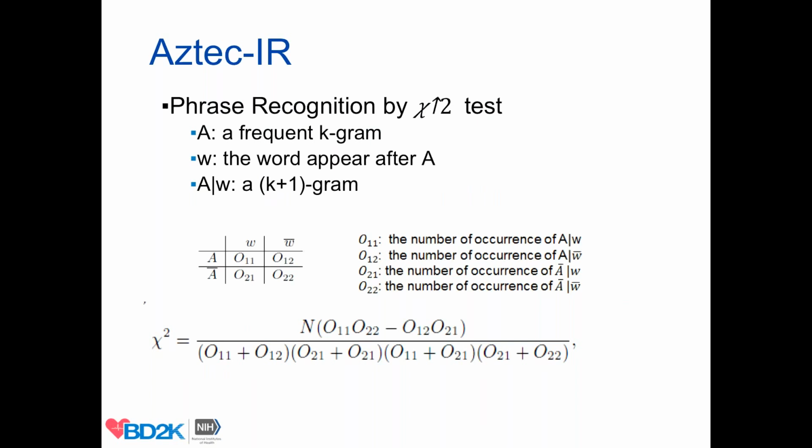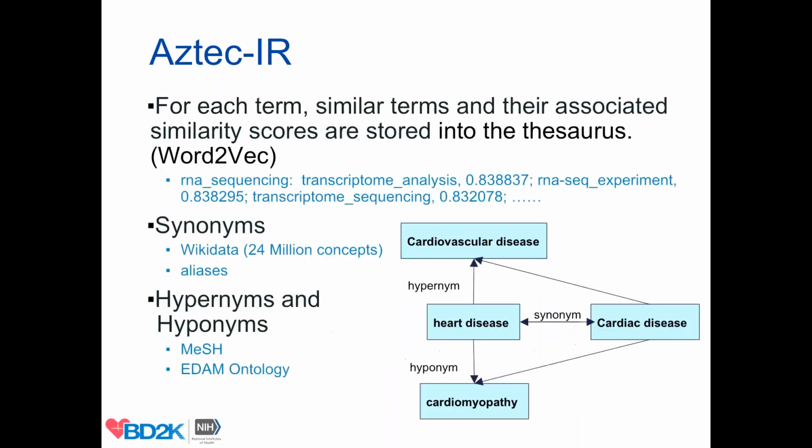In this way, we got a total of 6,068 phrases, with a maximum length of 5. Then comes the preparation of the term expansion. Firstly, for each word or phrase, the similar terms and their associated similarity scores are stored in the thesaurus. Then we also build synonym, hypernym, and hyponym dictionaries based on public resources like Wikidata and MeSH.